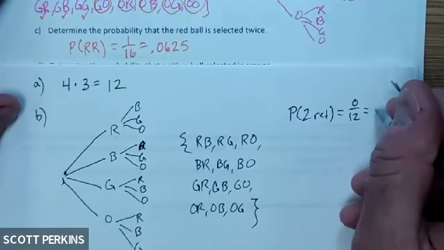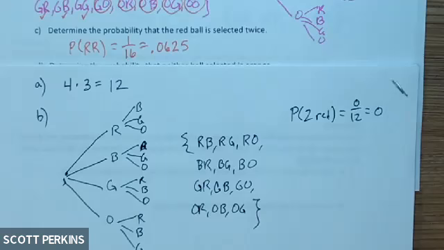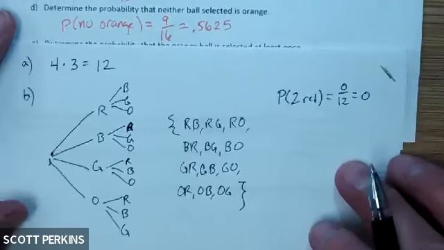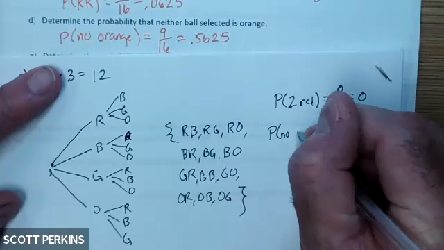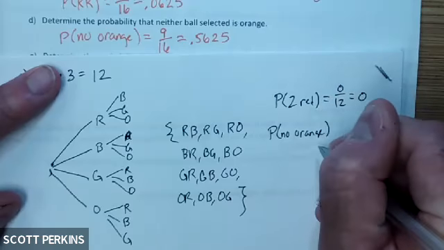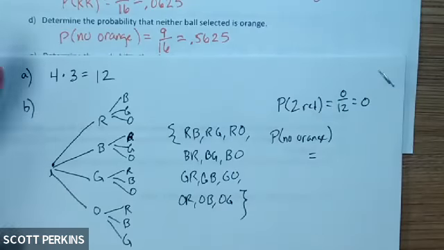And remind me, this is review. What does the probability of 0 mean about something? It's impossible. It's not going to happen. Great. So then the second one, D, says what's the probability that neither ball is orange? So the probability of no orange. Yeah, so 6 out of 12.